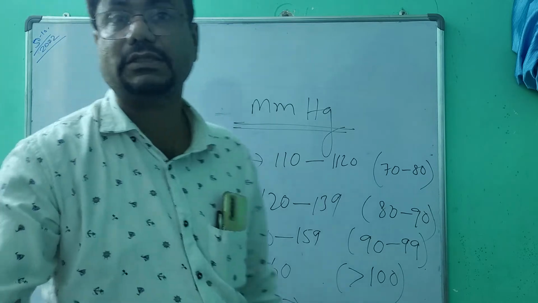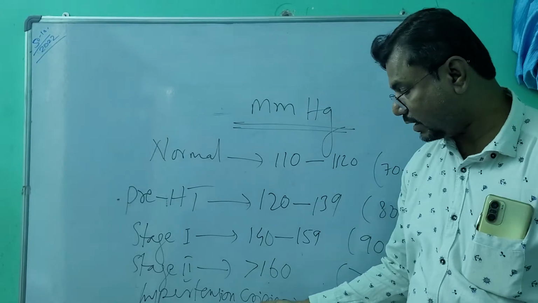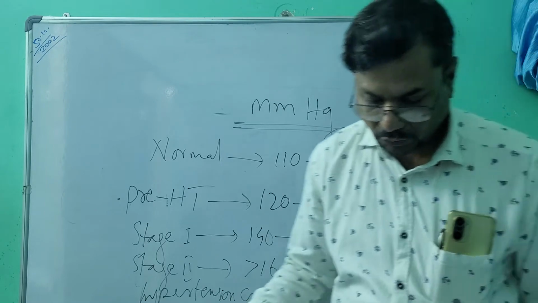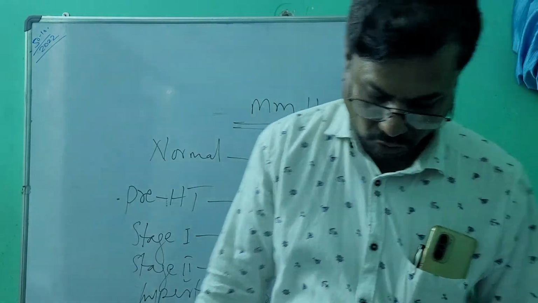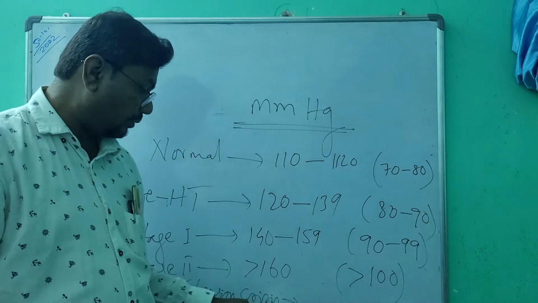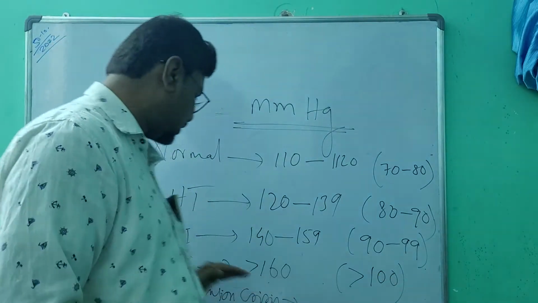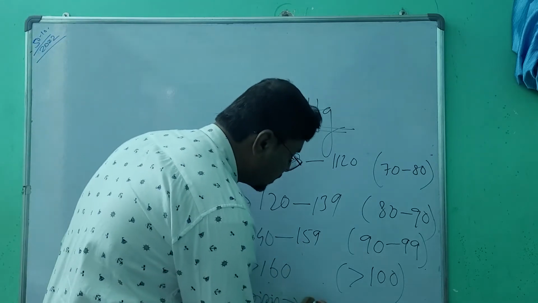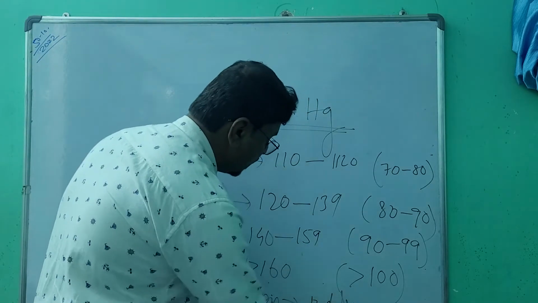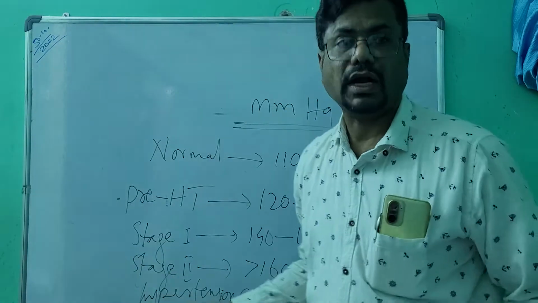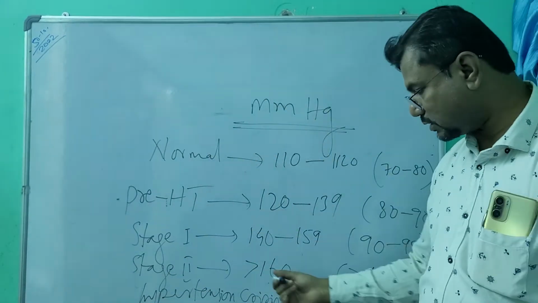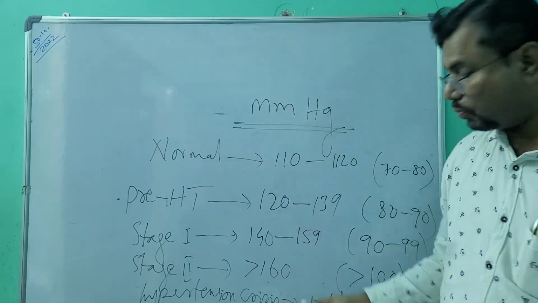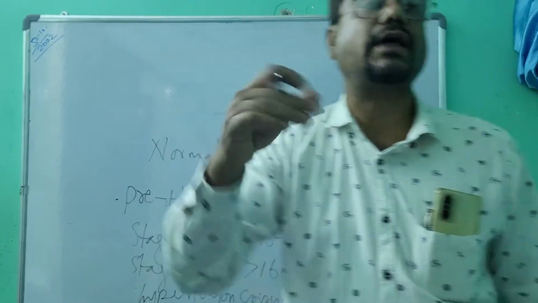Whenever we say crisis, it is a dangerous situation. The very important difference between stage 2 and hypertensive crisis is that the crisis will be sudden, and it will be more than 160, but it is not constant. So it goes above 200 also. In a crisis situation, it is an emergency situation.